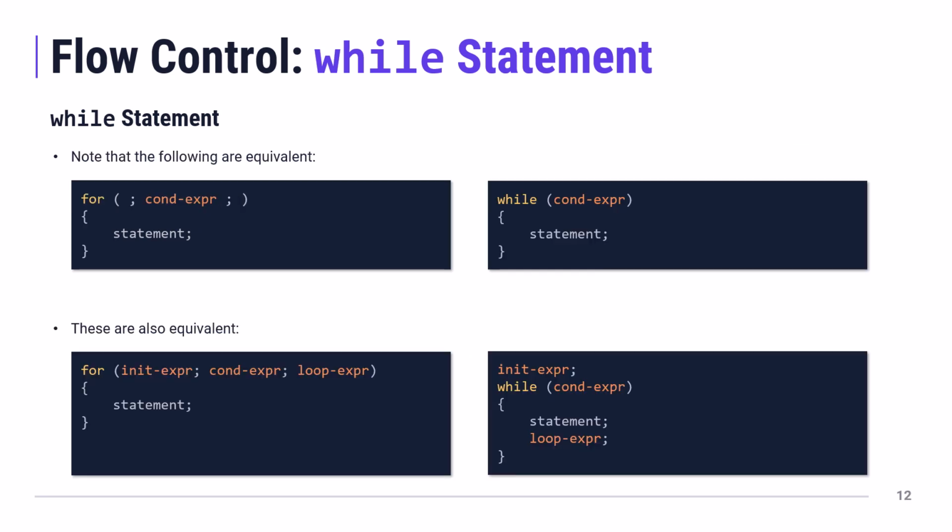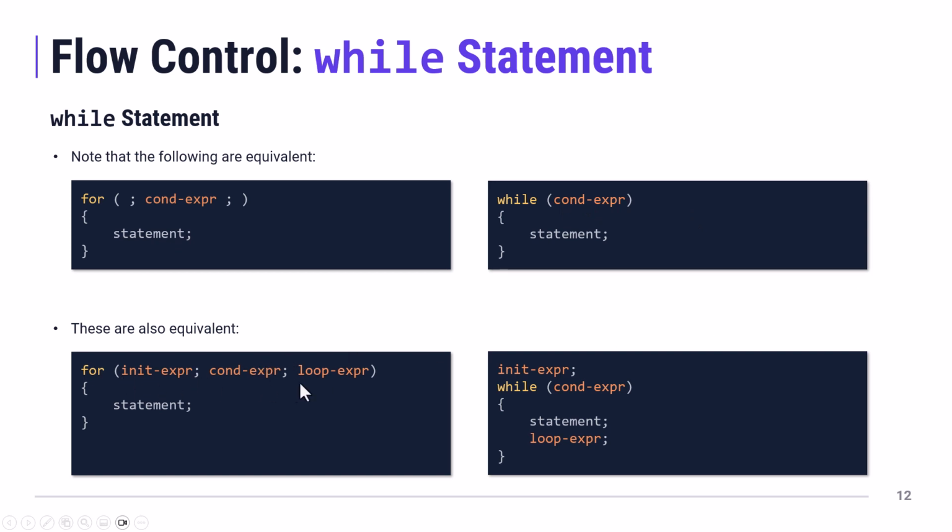This is just saying that the for and the while can be rewritten as one another. So I can write a for loop as a while loop and vice versa. If I just have a for loop where I omit the initializer expression and the loop expression, that's the same as a while loop, right? It's just testing a condition on every iteration. These two are also equivalent.